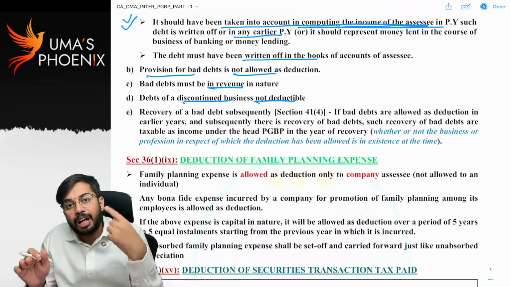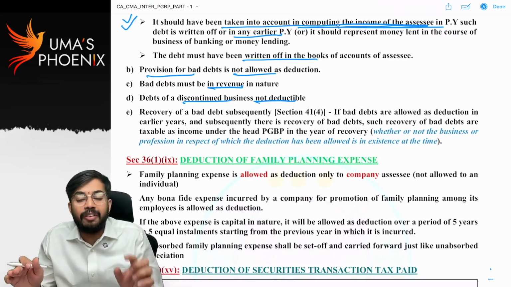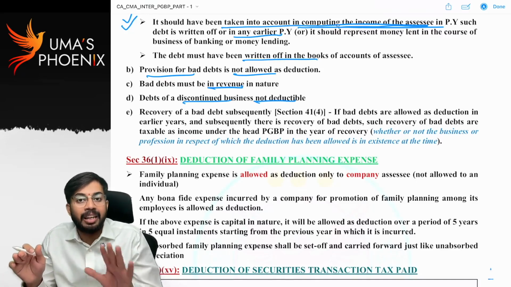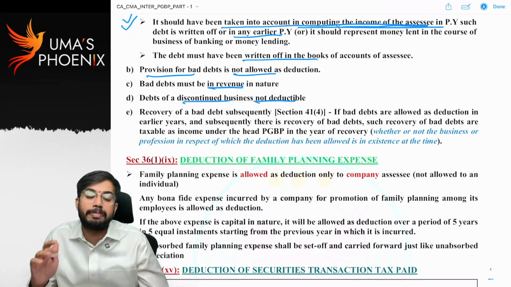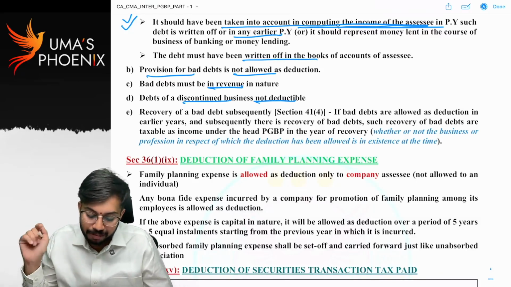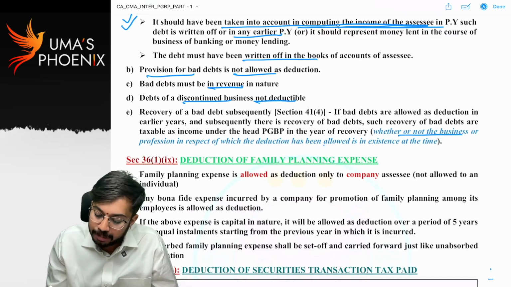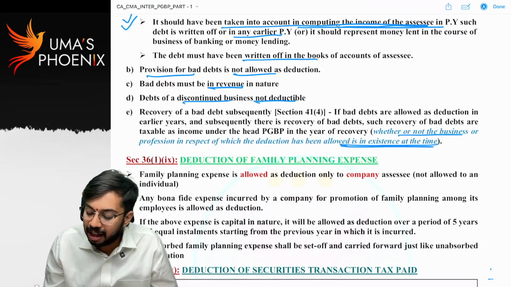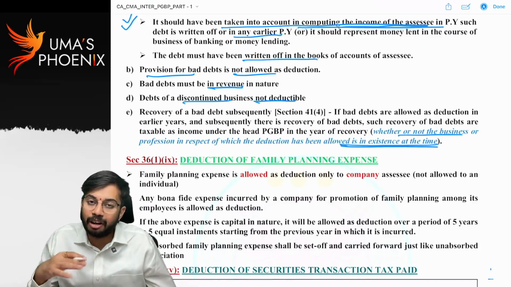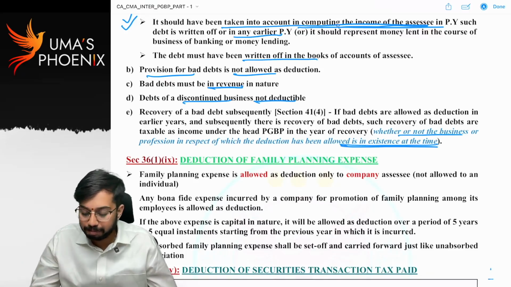See, in the year of recovery of bad debts, even though business is not continued, even though business is closed, still recovery of bad debts are taxable in the year in which they are recovered, irrespective of whether the business is continued at that time or not. You can see here whether or not the business or profession in respect of which deduction has been allowed is in existence at that time. That means irrespective of the existence of the business, whatever the recovery of bad debts are there, they are taxable as income in the year of recovery.